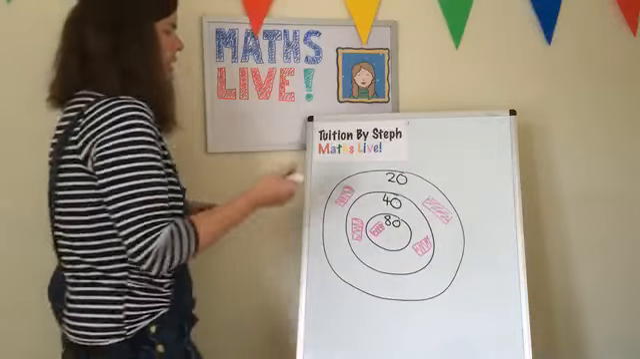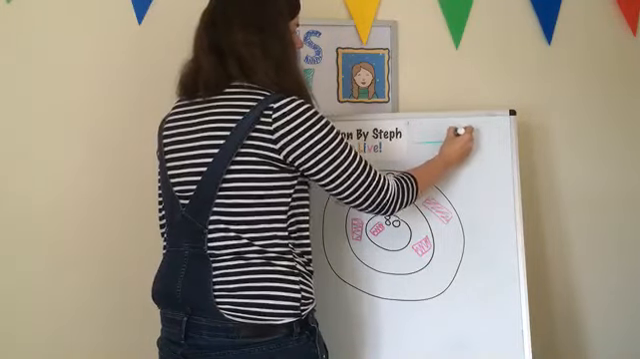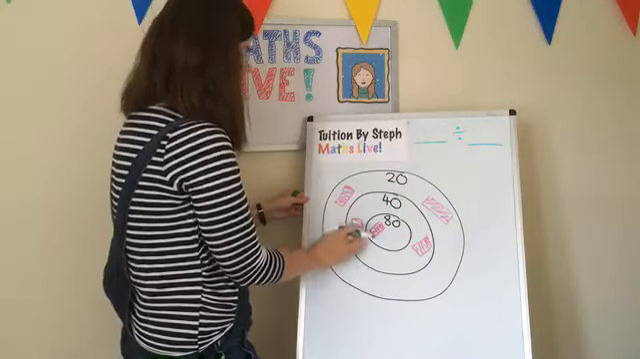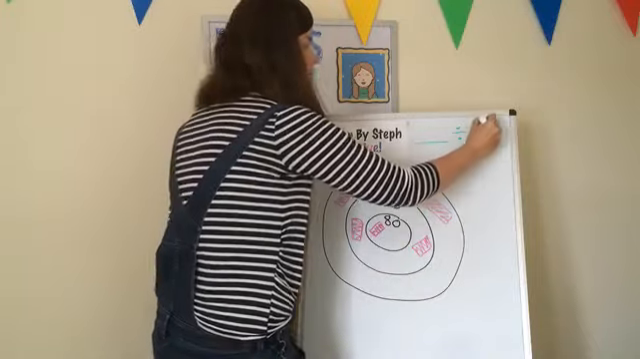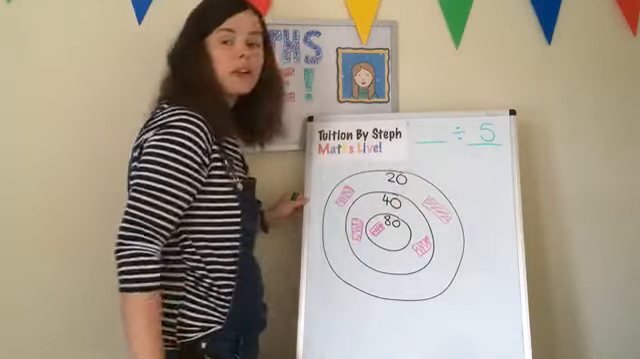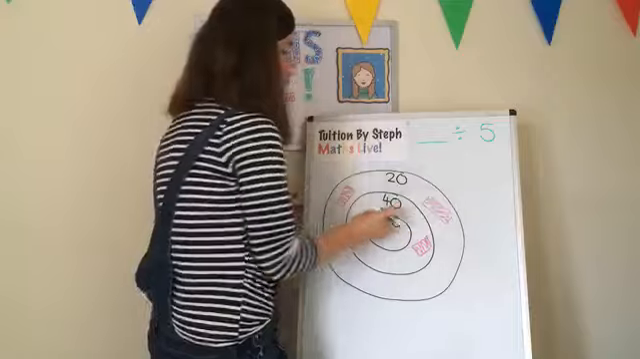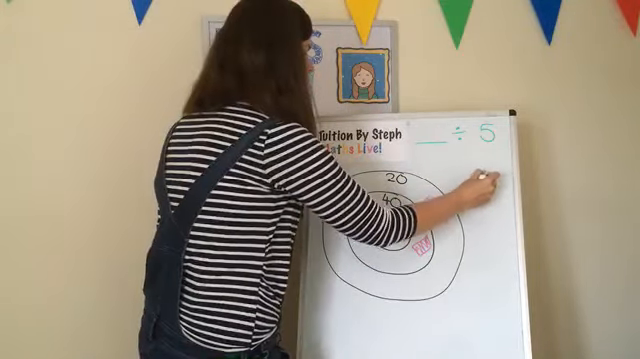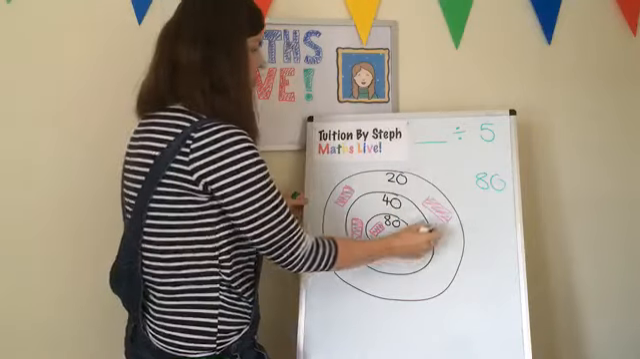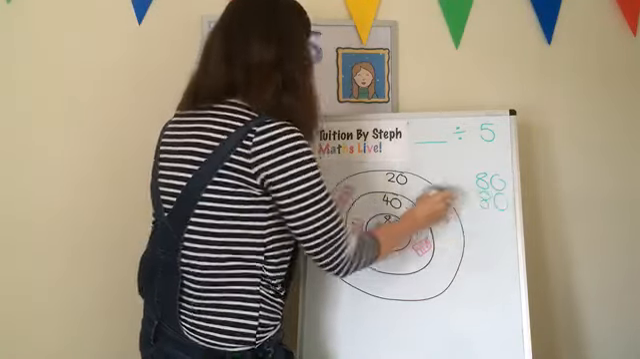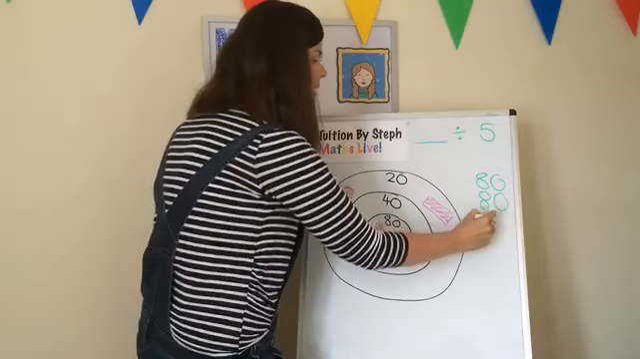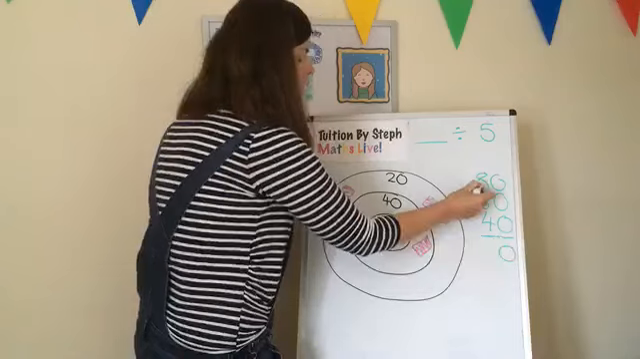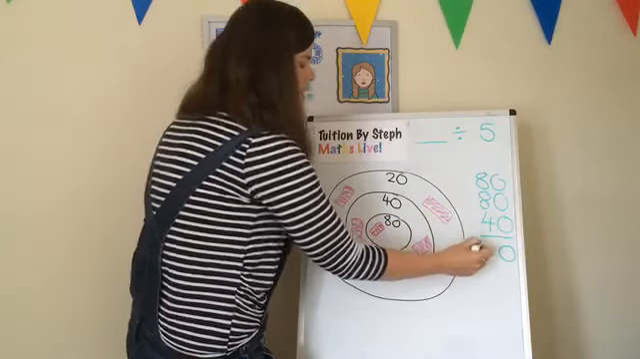So to find the mean, you have to add up all the numbers and then divide it by the number of numbers. So how many have we got? We've got 1, 2, 3, 4, 5 beanbags. So we must be dividing it by 5. And now we've got to work out what the total is. So we've got one lot of 80. We've got 2 lots of 40, which is 80 again. And then we've got 2 lots of 20, which is 40.